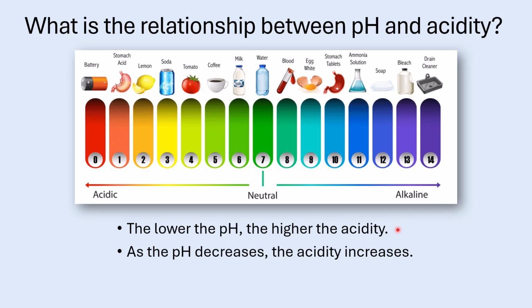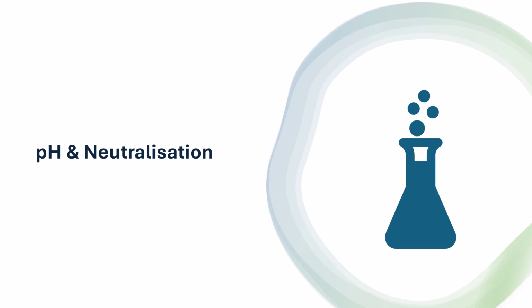The lower the pH, the higher the acidity. Because if you go more towards pH of 1, then it's more acidic. So the lower the pH, the higher the acidity. And as the pH decreases, the acidity increases. So as pH decreases, in other words, from 7 to 1, then the acidity increases. It means the solution becomes more acidic.